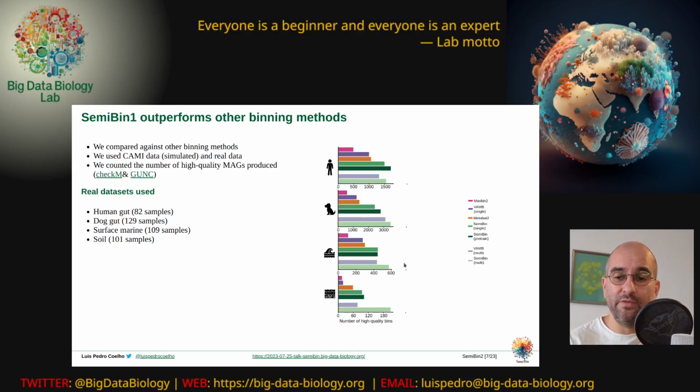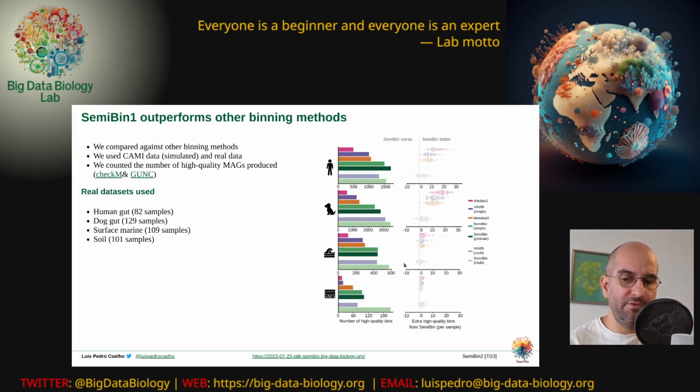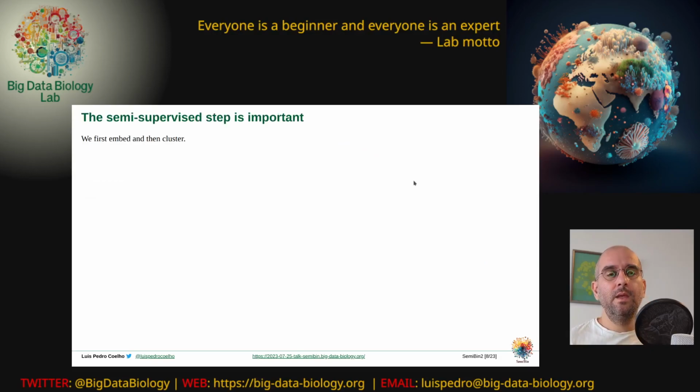So we do better when we have multiple samples, and we can see that here, where each dot is a single one of these samples. There are 82 of these dots, and in each sample we're always getting, or almost always getting, more bins per sample. And this is obviously a statistically significant difference. Okay, so great, we're doing better.